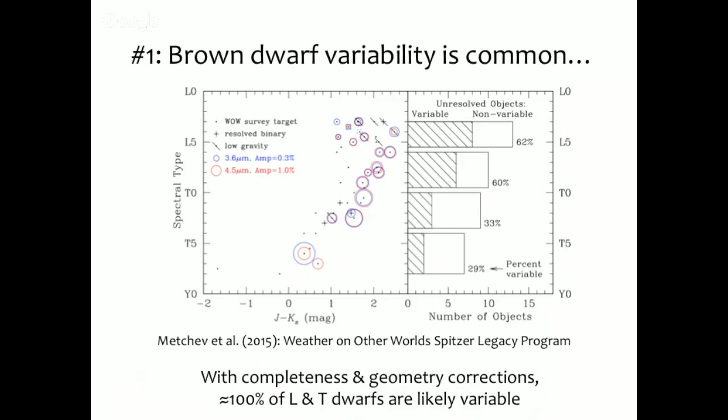When they measured the fraction of variable versus non-variable objects, you can see the fractions here. However, this is just what was observed. When they went back and looked at their completeness corrections, they can infer that basically all the L dwarfs had to be variable to some degree. It may not have been detected in this study because it was too faint or you're looking at a different geometry. And then a significant fraction, if not most, T dwarfs are also variable. So variability is something we see all over the place, at least for brown dwarfs. It's a low-level degree, but it's something that's very common.